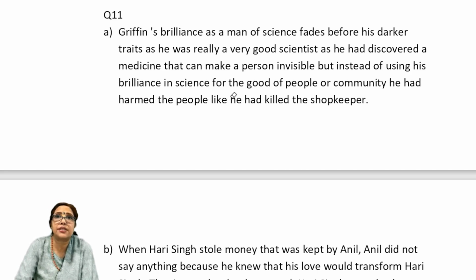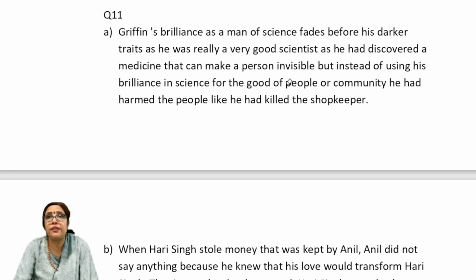scientist. And what was his discovery? You already know that he had discovered a medicine that can make a man invisible. But instead of using his brilliance in science for the good of people, what did he do? He had harmed the people, like he had killed the shopkeeper. So in detail, you could have written what all did he do, which instead of making him a man of brilliance, made him a black character.